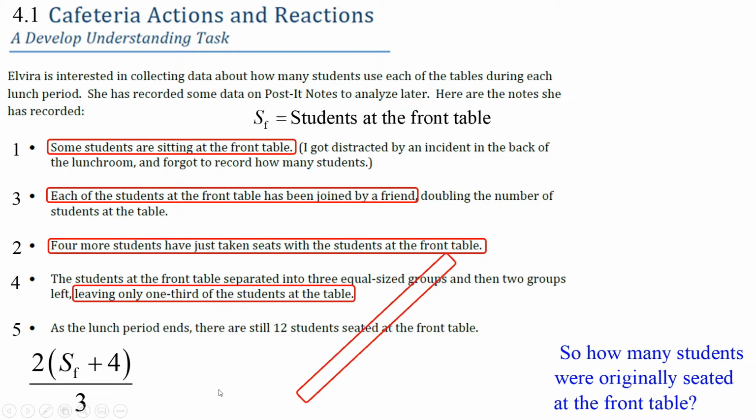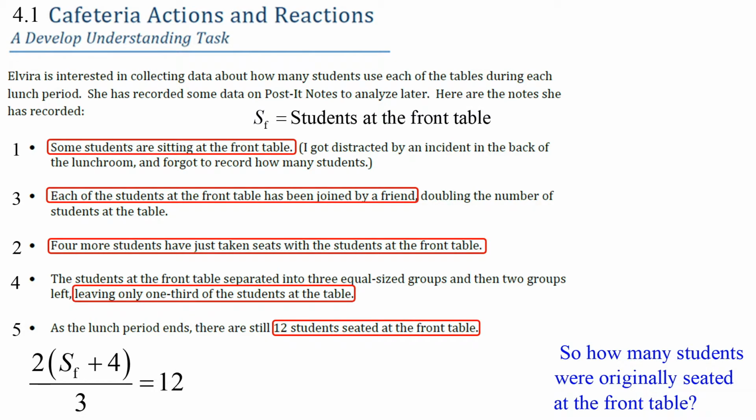So that equals 12. So when we rearrange the notes, we're always going to start with this first bullet as number 1, the students at the front table initially, and we're always going to end with number 5. As the lunch period ends, there are still 12 students seated at the front table. But we'll mix up the other 3 bullets just to see what happens.